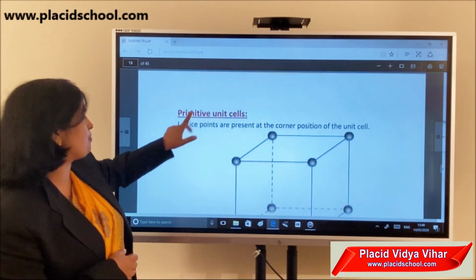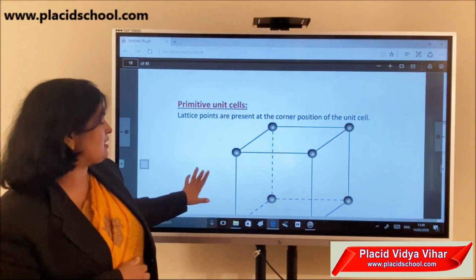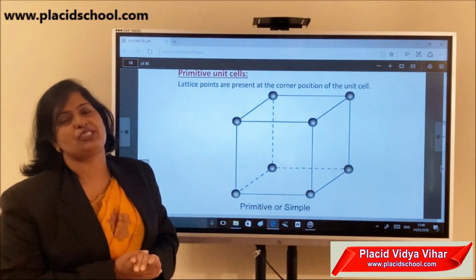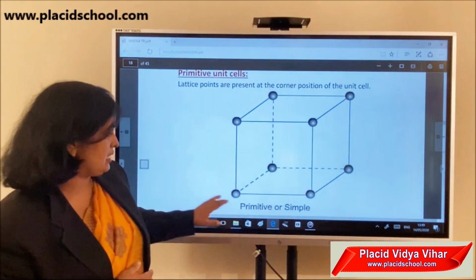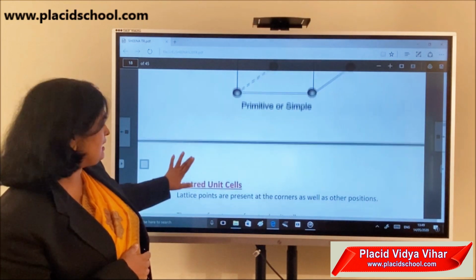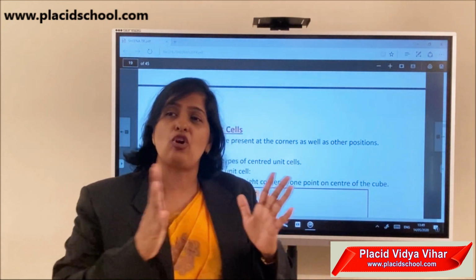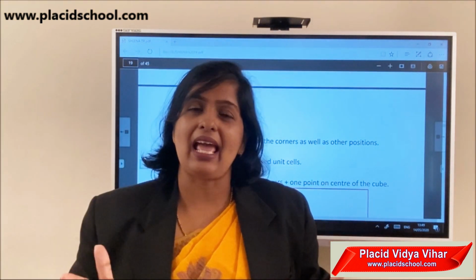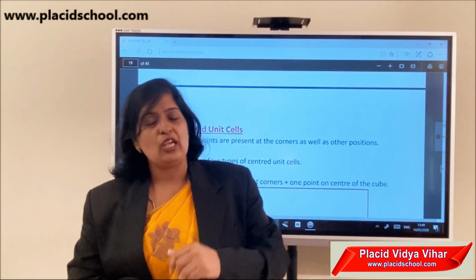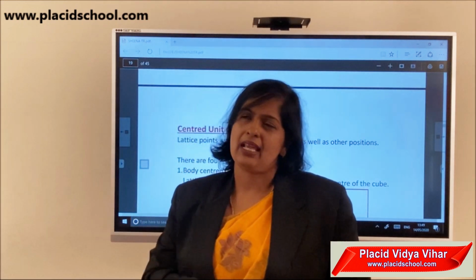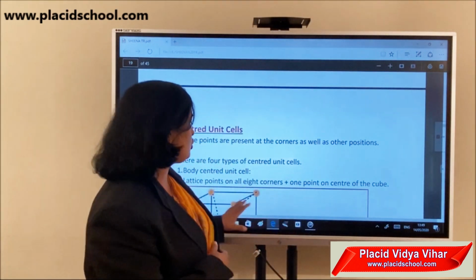Primitive unit cell is represented here. Lattice points are present only at the corner positions of the unit cell. So this is a primitive or simple unit cell. Primitive unit cell is otherwise called simple unit cell. And centered unit cells contain particles at the corner positions as well as other positions too.